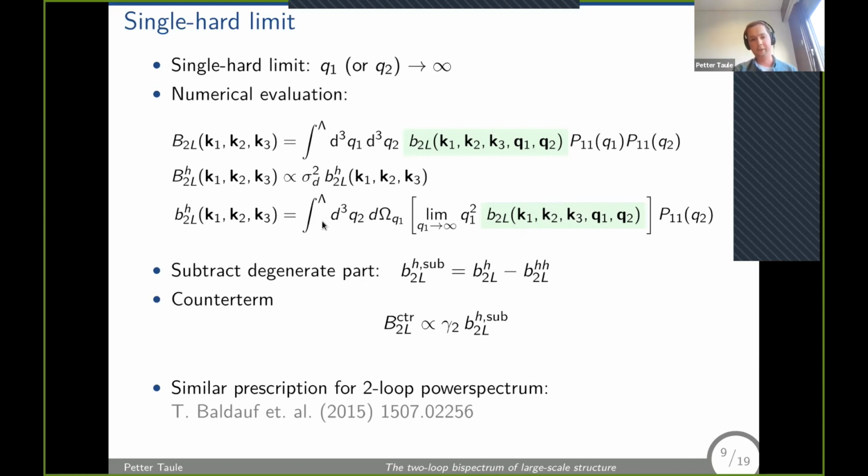But there's a small caveat, in that in this integral, Q2 can also become large, and then we essentially capture the double hard limit again. So this we already captured, so we don't want to have a new double hard contribution here. So we subtract this degenerate part and take the subtracted single hard, which is this single hard quantity subtracting the double hard. So in total, the counter term we use is this subtracted single hard times some EFT parameter gamma 2, which then essentially corrects for the mistake in the displacement dispersion.